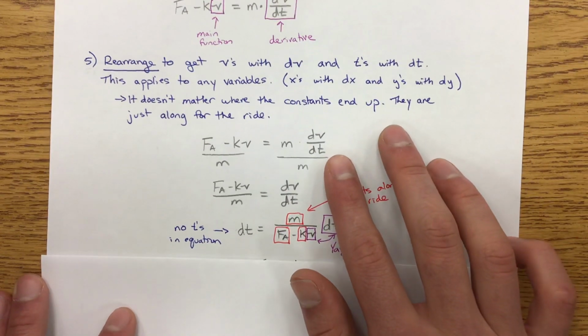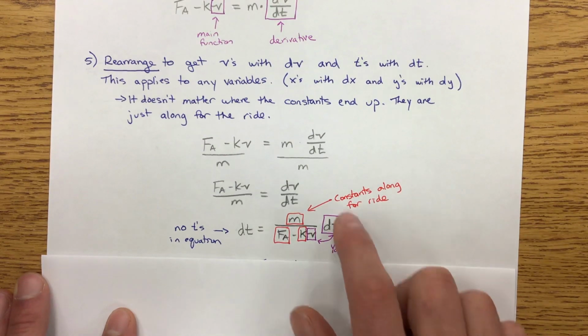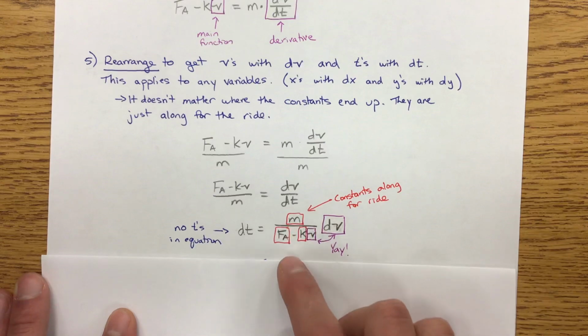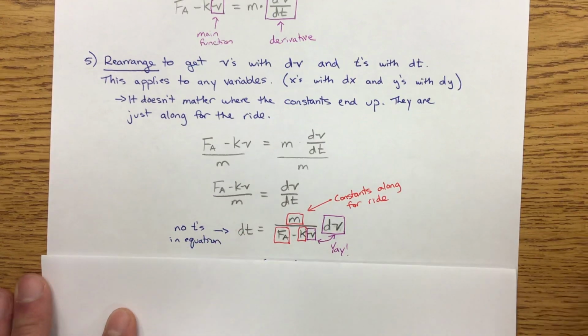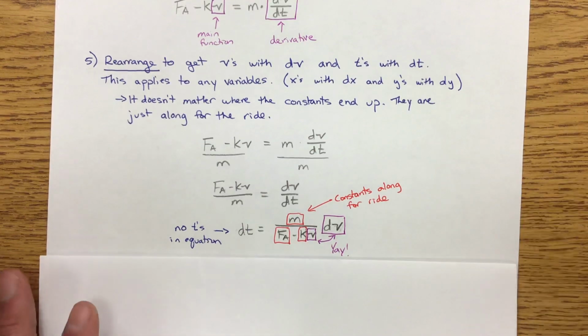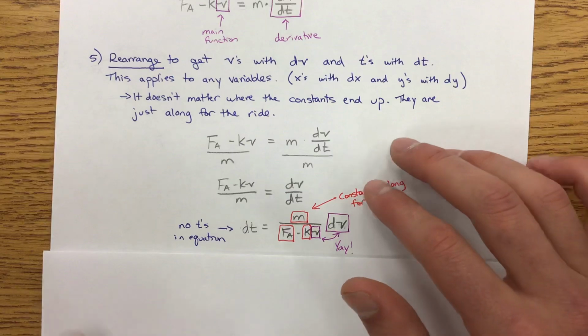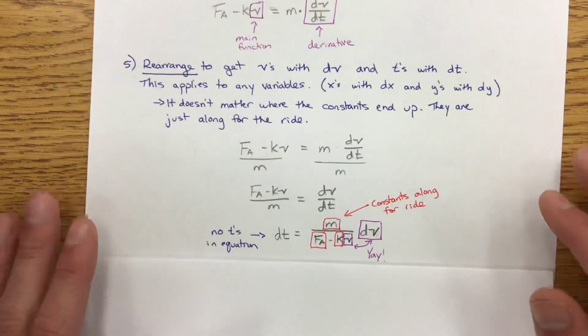The thing that I really care about here is that this v is with this dv. That's the biggest thing I care about. The constants, again, are just along for the ride, and there were no other t's in the equation, so dt just gets to hang out all by its lonesome. This right here is getting you a point just for rearranging and getting your v's with your dv.